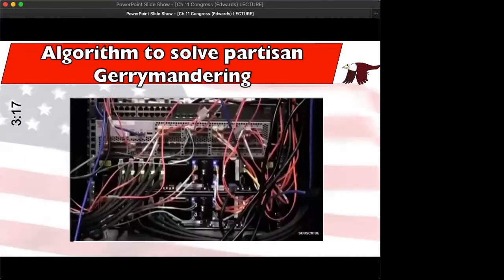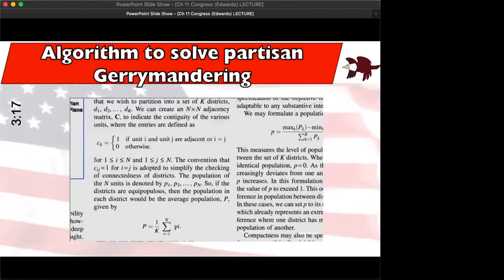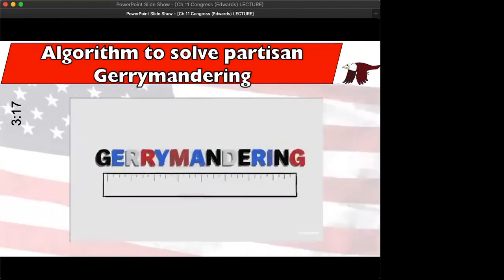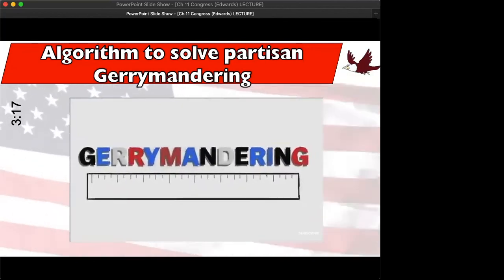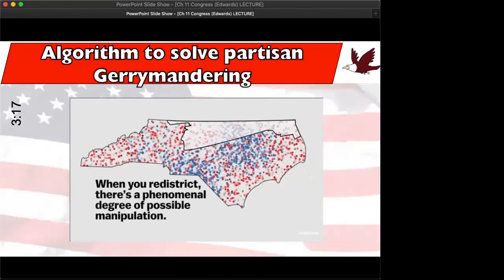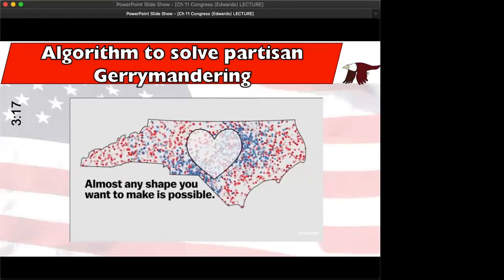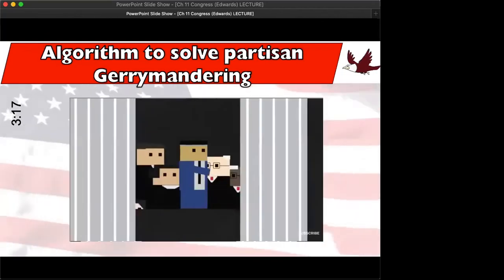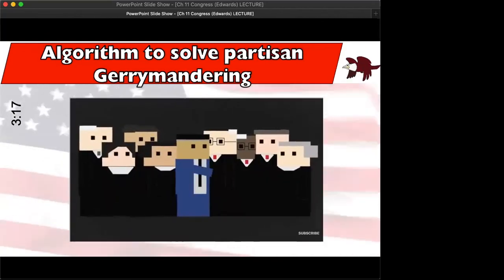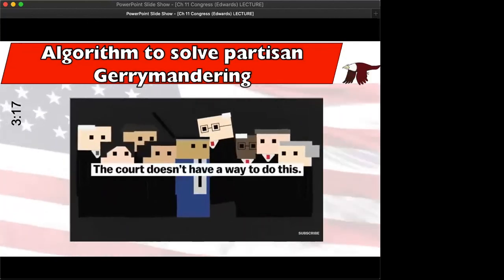So we're trying to build a measurement tool to help the court measure whether political parties have manipulated a map to gain an unfair advantage. In other words, they're making a gerrymandering ruler. So when you redistrict, there's a phenomenal degree of possible manipulation. Almost any shape you want to make is possible. That's led to a bunch of oddly shaped districts. And the court wants to be able to determine the intent behind the district maps. Basically, they want to read the mind of the map drawer. It doesn't have any way to do this.